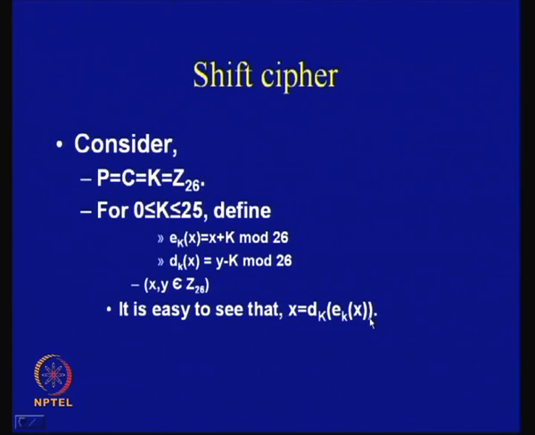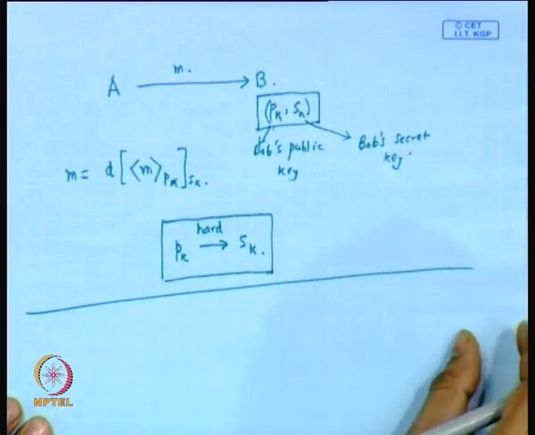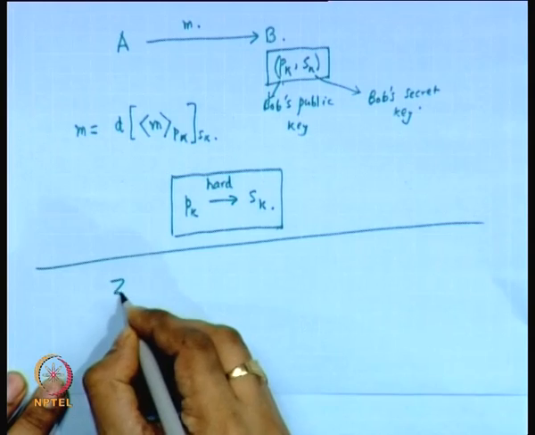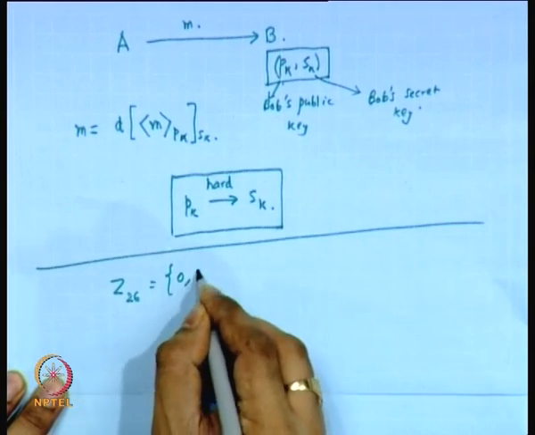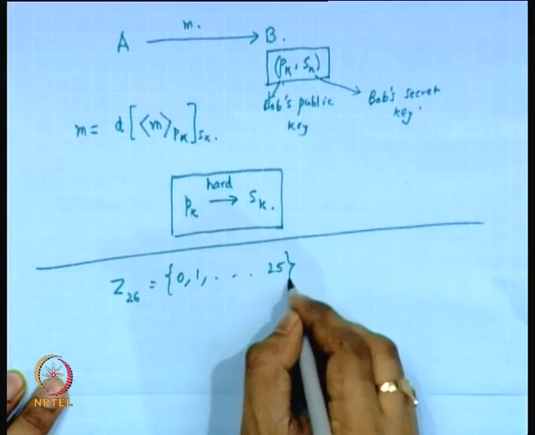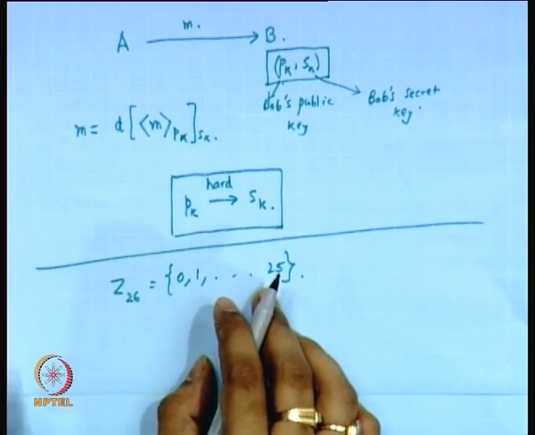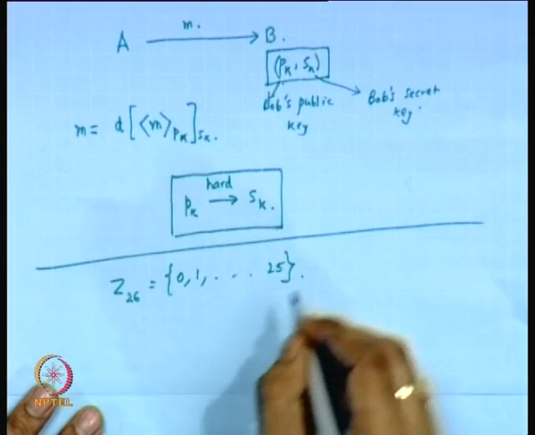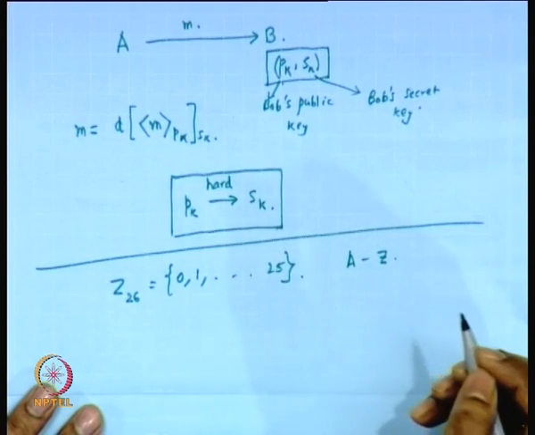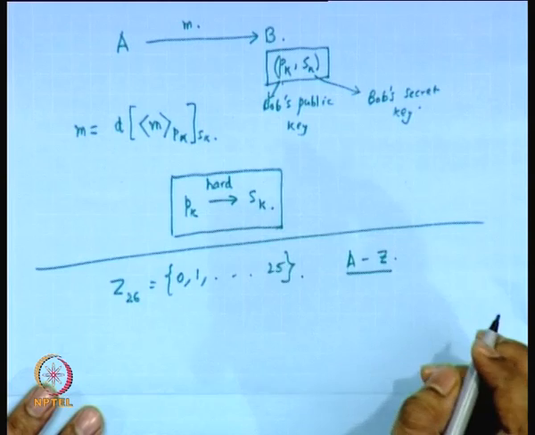Let us start with one of the most primitive ciphers, which is known as the shift cipher. In case of a shift cipher, let us consider Z26. You know what Z26 is by now. Z26 is essentially the set 0, 1 to 25. These 26 numbers can be used to encode the letters from A to Z. So I am considering that the plain text is made of the letters from A to Z.